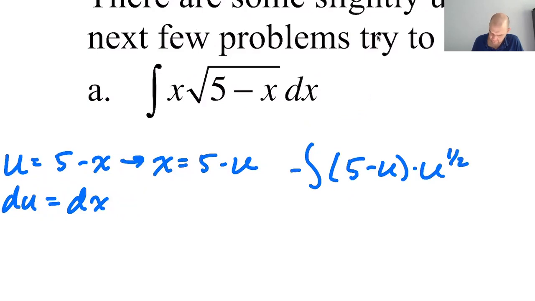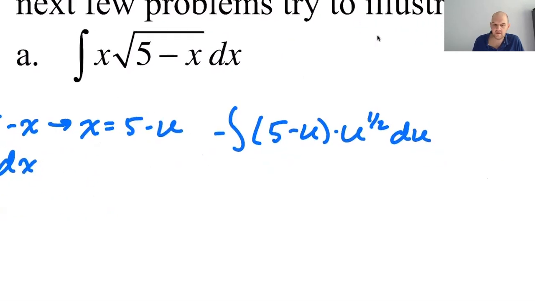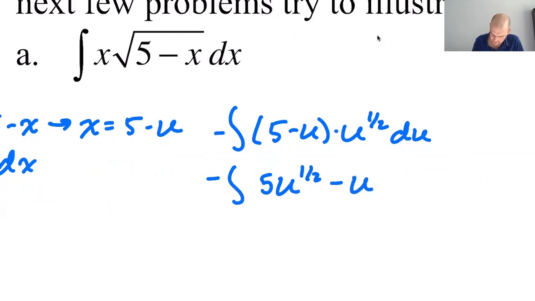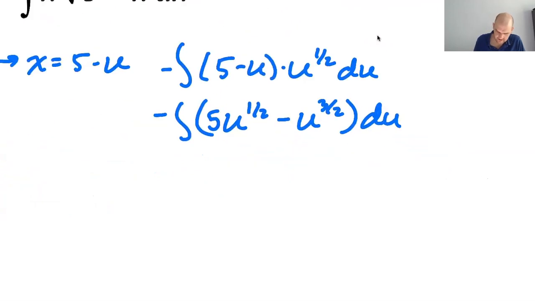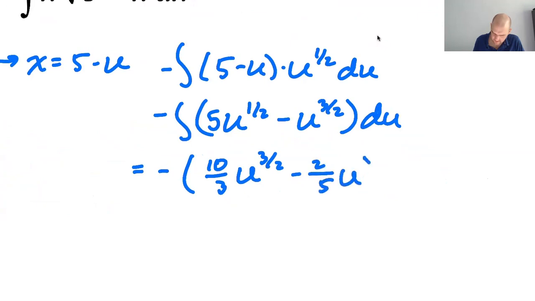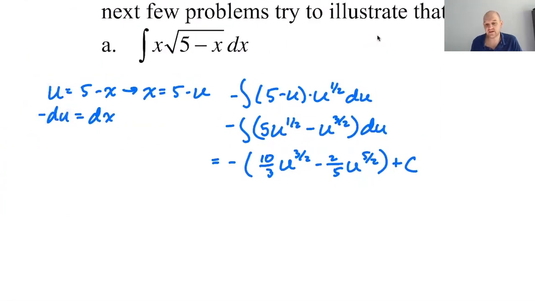And then negative du. And now I can rewrite, I'm going to expand 5u to the 1/2 minus u to the 3/2. A lot of exponent work here. All right, so this will be a negative quantity. Plus 1 times the reciprocal is 10/3 u to the 3/2. And then plus 1 times the reciprocal, 2/5 u to the 5/2 plus c. Okay, but then what's u? U is 5 minus x.